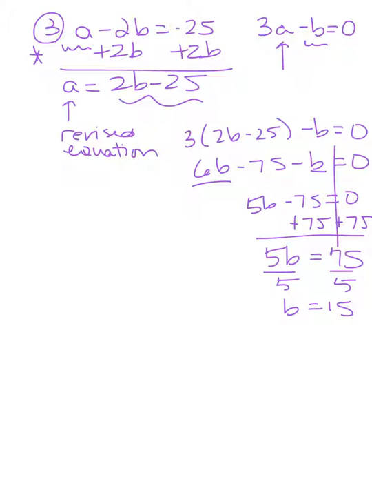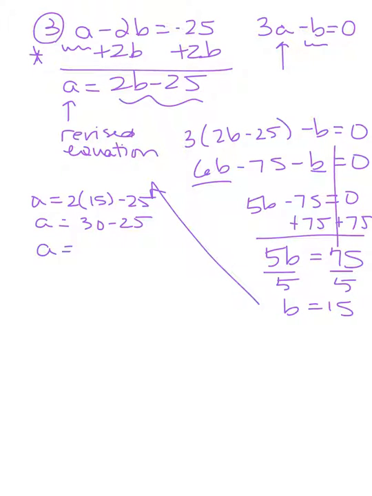So now what I'm going to do is substitute that back in, back to my revised equation. So I have a is equal to 2 times 15 minus 25. So a is equal to 30 minus 25, so a is equal to 5. So it looks like my solution to this linear system is 5, 15. But again, I'm always going to check it just to make sure.